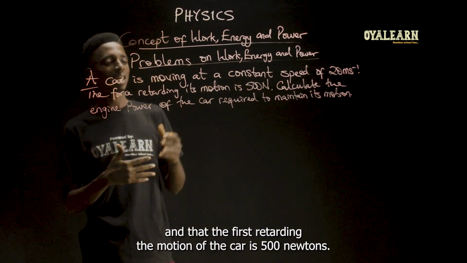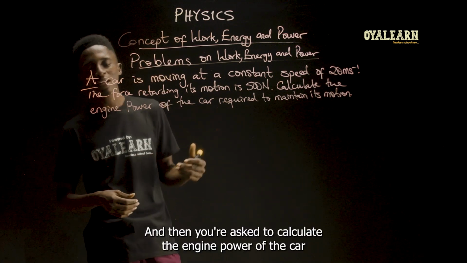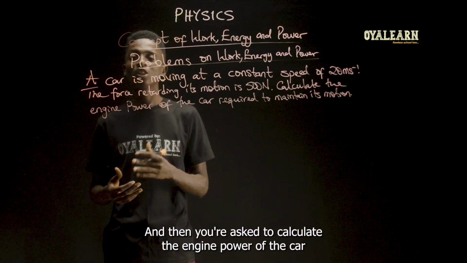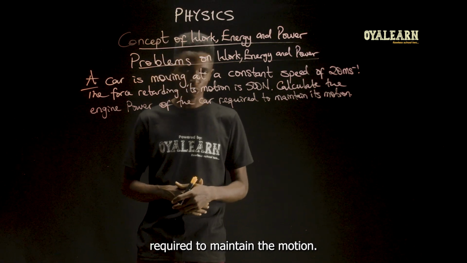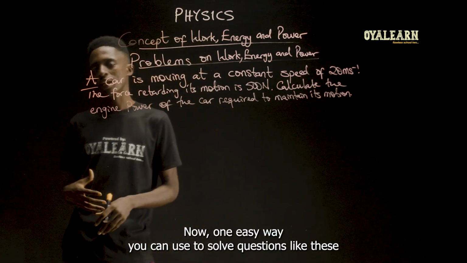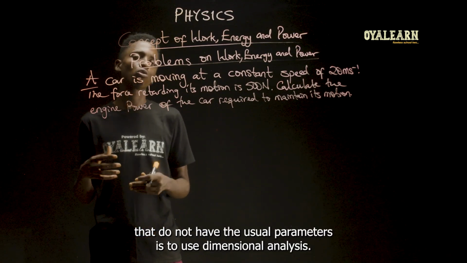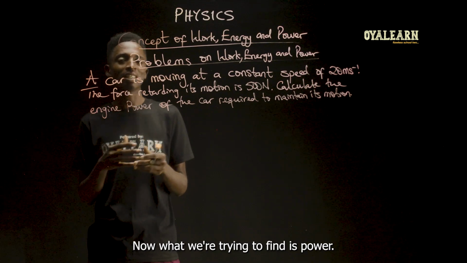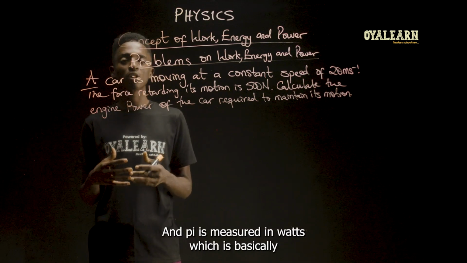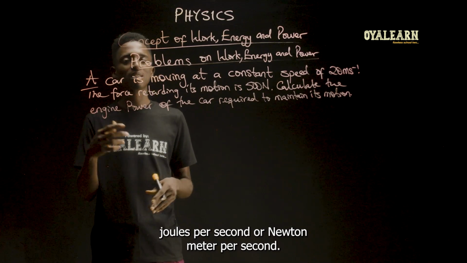and that the force retarding the motion of the car is 500 newtons. And then you're asked to calculate the engine power of the car required to maintain the motion. Now, one easy way you can use to solve questions like this that do not have the usual parameters is to use dimensional analysis. Now, what we're trying to find is power. And power is measured in watts, which is basically joules per second or Newton meter per second.